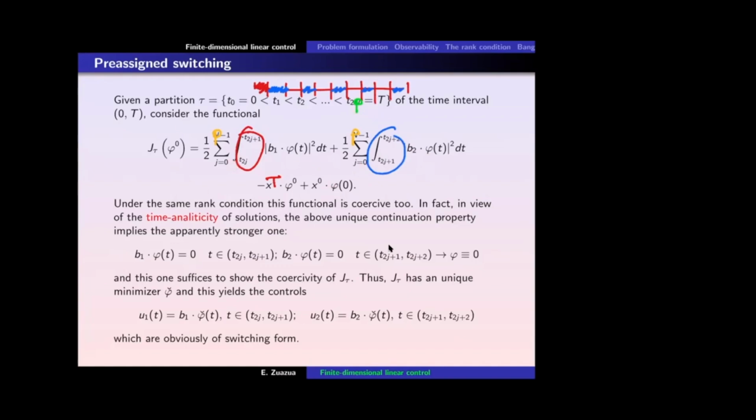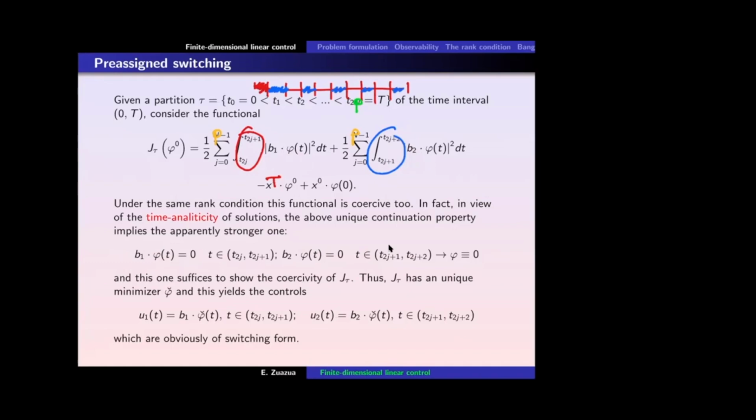Well, I apply the same principle as yesterday. We said, in order to show that there is a minimizer, the minimizer will give me the switching control with an a priori pre-designed switching pattern. In order to do that, I have to show that this functional is coercive. For this, the only thing I need to show is that there is a unique continuation property telling me that if there is a solution phi of the adjoint system so that B1 phi is 0 in the red subintervals, and B2 phi is 0 in the blue subintervals, then the solution has to be identically equal to 0. Can I do that? Yes, in this case I can.